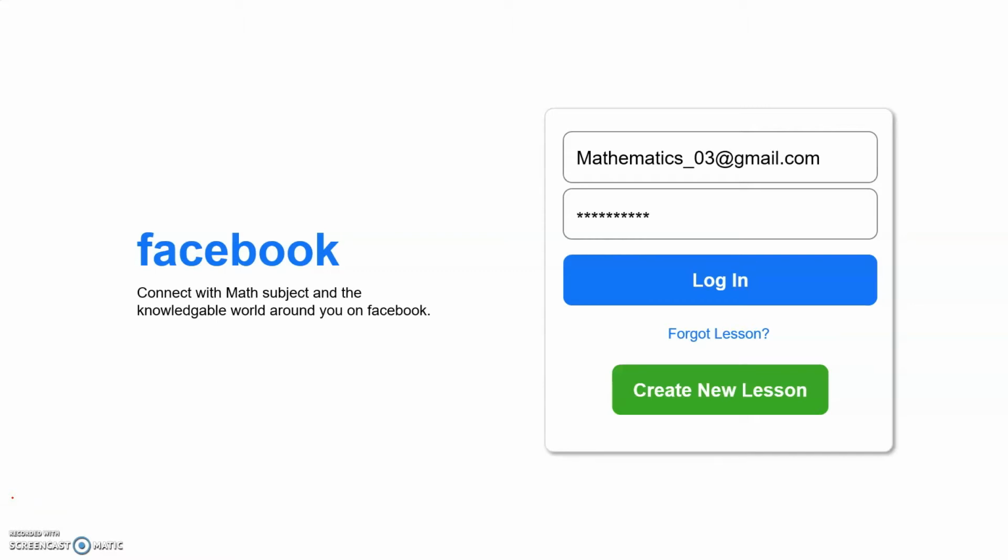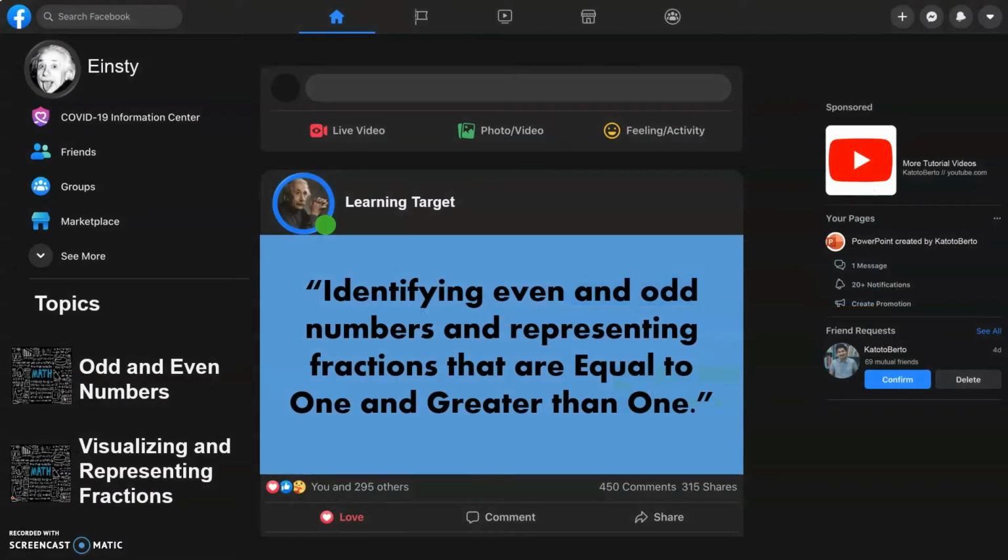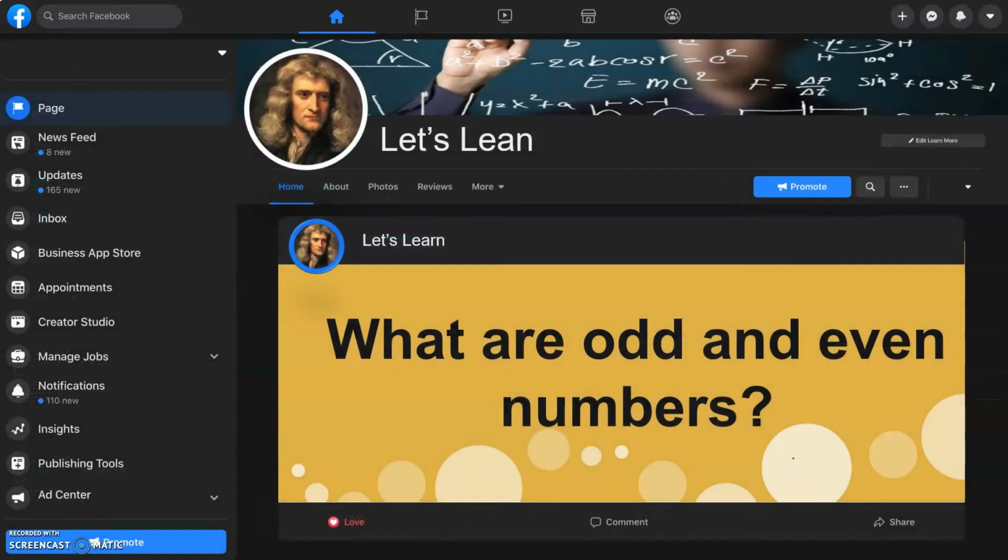So, for today's session, we'll be discussing identifying even and odd numbers and representing fractions that are equal to 1 and greater than 1. Okay? So, let's start with odd and even numbers.